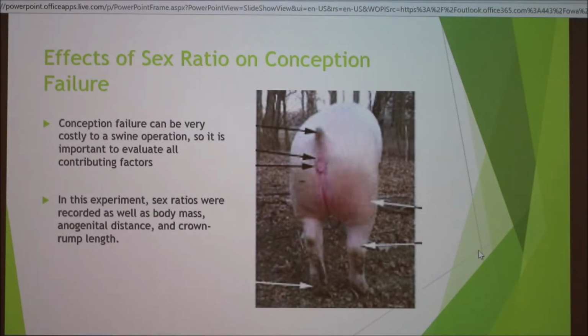Conception failure can be really costly to a swine operation, so it's important to evaluate all contributing factors. In this experiment, we looked at the effects of sex ratio on conception failure. We looked at anogenital distance, which is the distance from the anus to the genitalia of the pig. They also looked at body mass and crown to rump length.